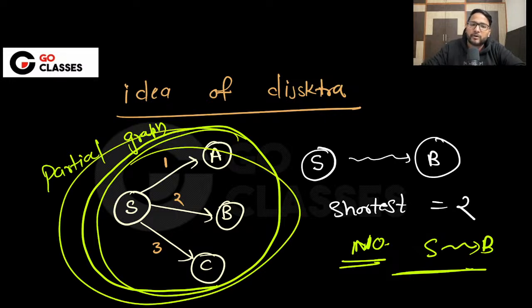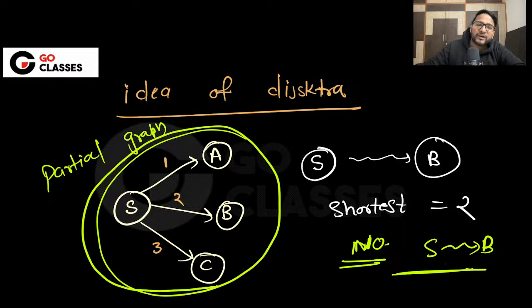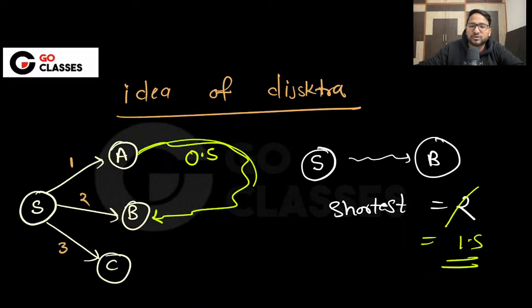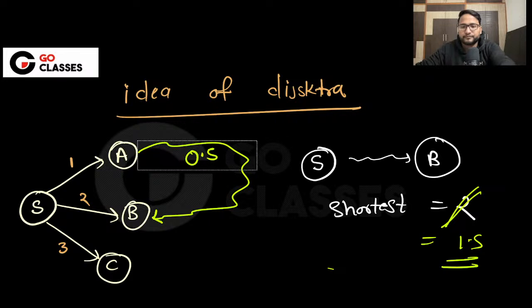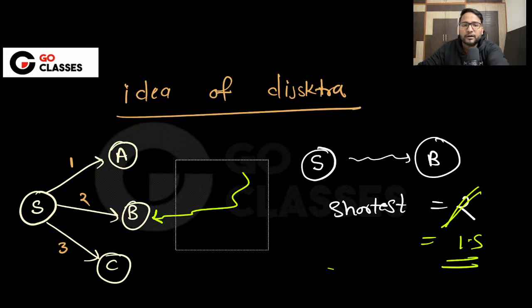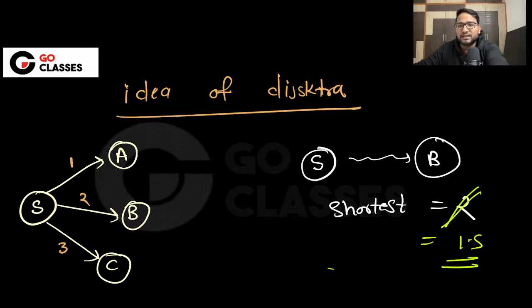How can we tell using this partial graph only? Is this understood by everyone or not? Because in future, if I tell you the whole graph and say that this was 0.5, then you will say that the shortest is actually 1.5. So just using this partial graph, can I tell? The answer is no. S to B I cannot tell. Understood? Let me know.